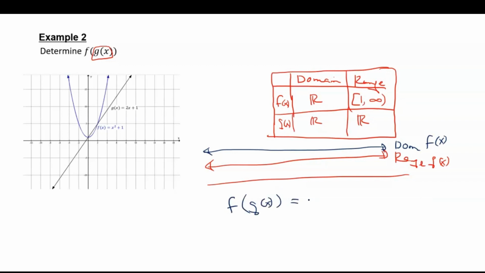So the rule will be (2x plus 1) squared plus 1. So you're basically inputting, wherever you have x, you're replacing it with this. That's basically what the composition is. All right, and that's the end for composite functions.